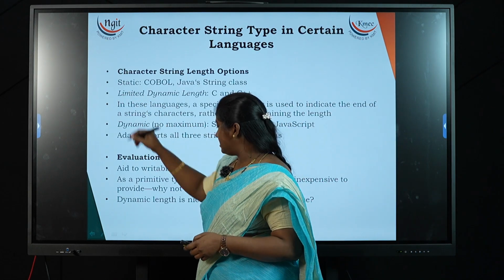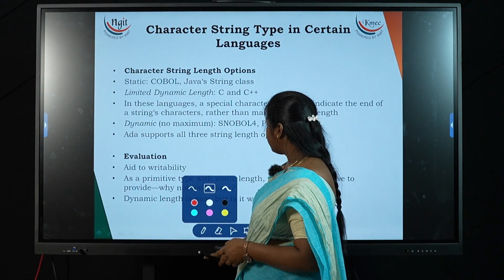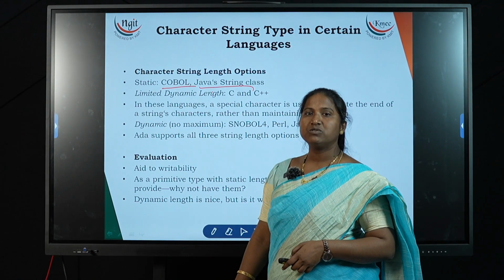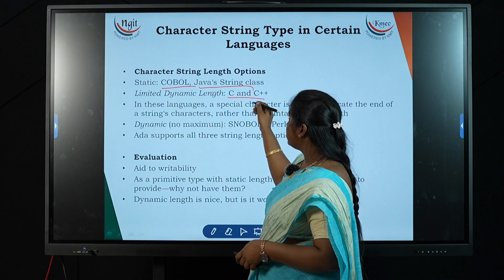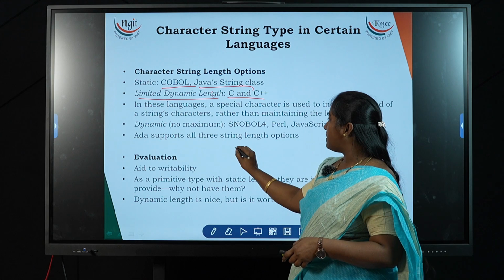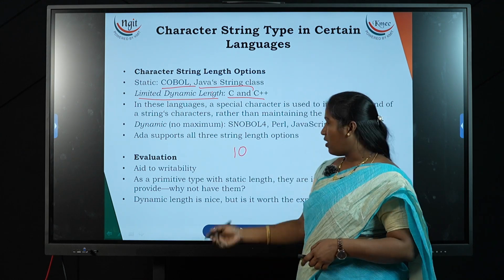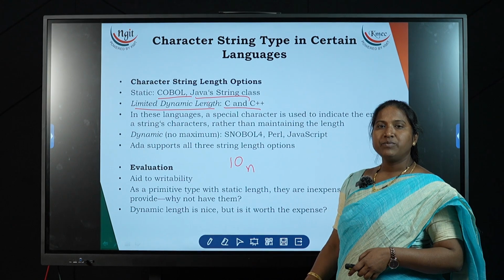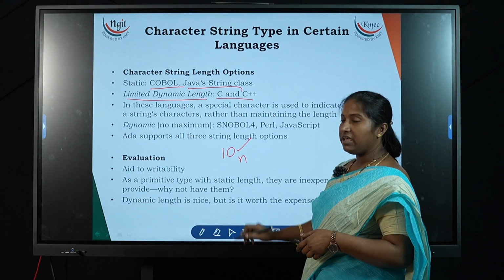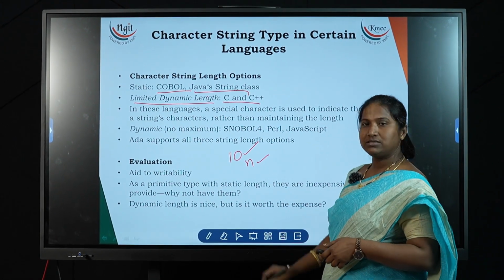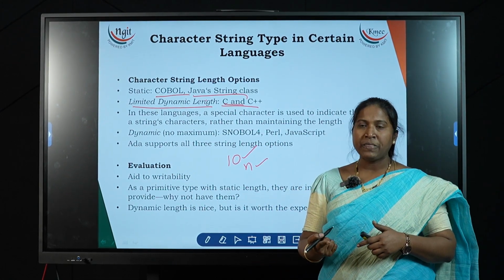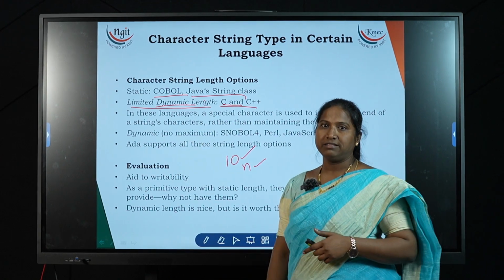Now, if I want to give a fixed size, then I can say it is a static one, and that is supported in programming languages such as COBOL and the Java String class. We'll use a static one. Basically, in C and C++ we use a character array with limited dynamic length. When you specify 10 characters to store, or when you give size n, then you can take limited characters into it. So this is what is called static and this is what is called dynamic. Basically, C-based languages allow a string to be defined in the program with limited dynamic length.